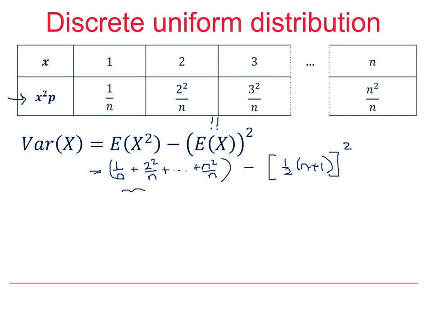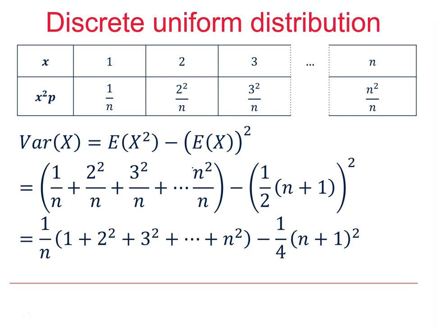So obviously we need to focus on this and try and simplify that to get a general expression for the variance for x, where x follows a discrete uniform distribution. And here you can see it written out in a little bit more detail.